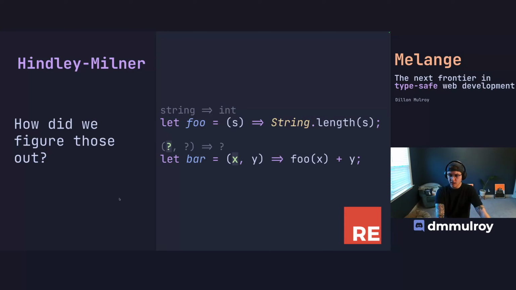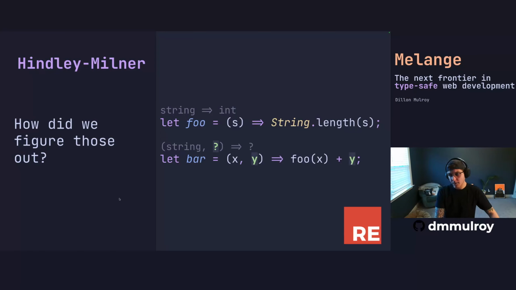Next, let's look at x. So x gets passed into foo, and we've already evaluated the first parameter, the only parameter to foo, and we know it's a string. Therefore, x in bar can only ever be a string. So we can accurately infer with certainty that x must be a string.